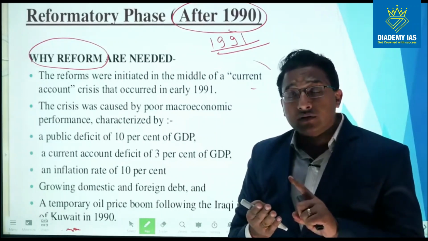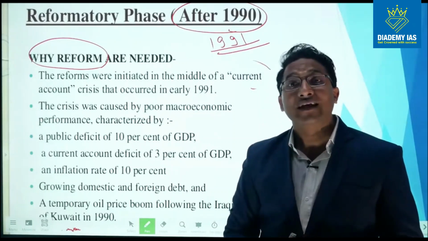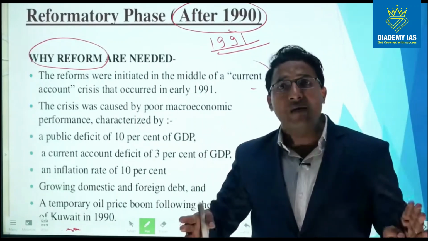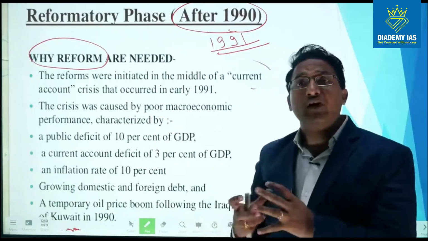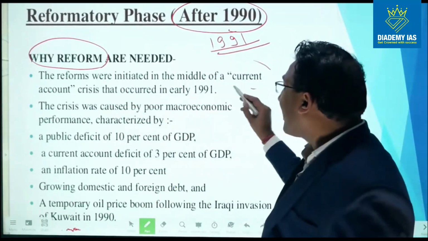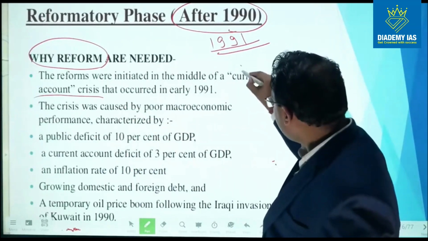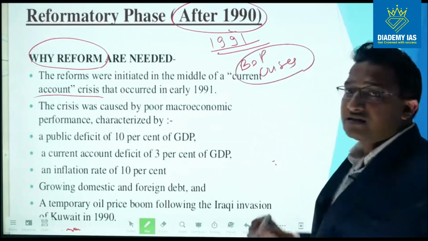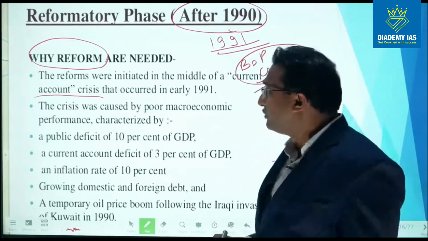Apart from that, we were facing challenges on the front of inflation. The rate of inflation was more than 10%. The public deficit or the fiscal deficit was also very high. So all the economic fundamentals were showing that the Indian economy is completely shattered. In the banking sector also, there were huge problems, right? So the reforms were initiated in the middle of the current account crisis. So 1991 is called the year of BOP crisis, balance of payment crisis. What is balance of payment? This we will discuss when we discuss the external sector chapter, but you have to understand that this BOP crisis was the major factor.